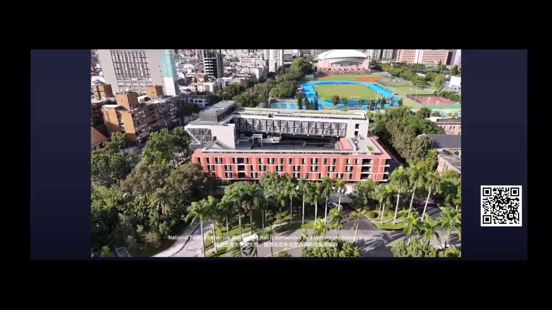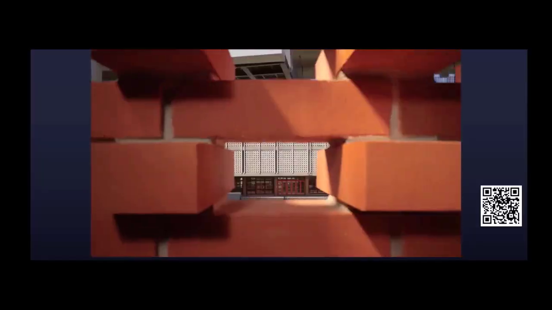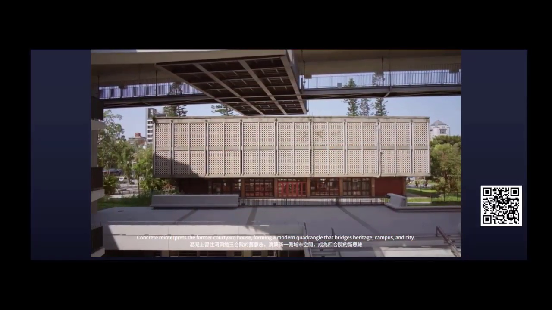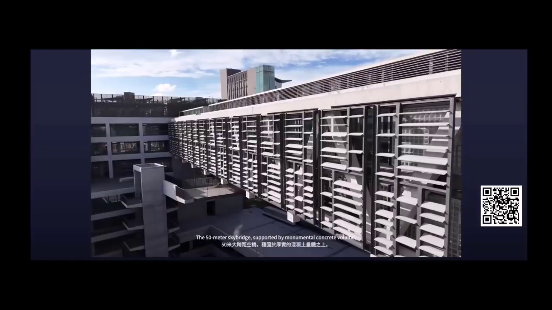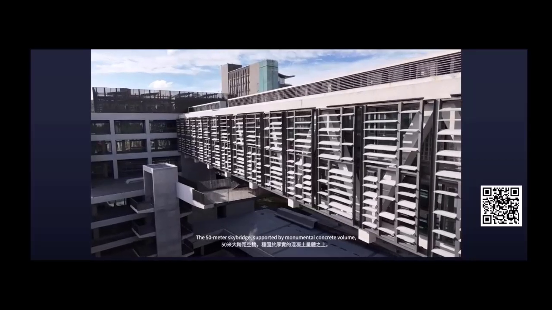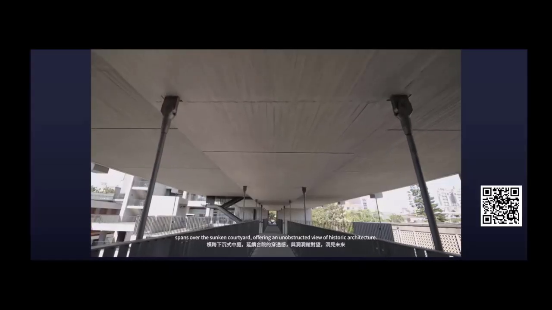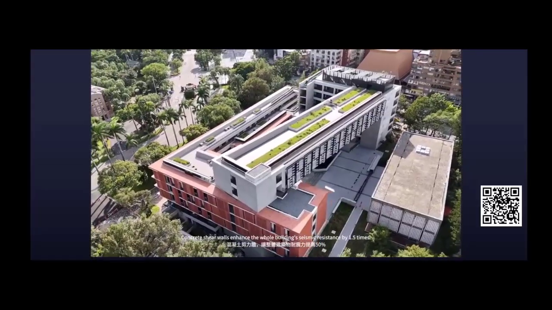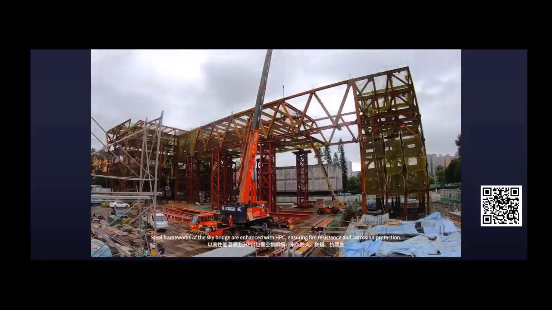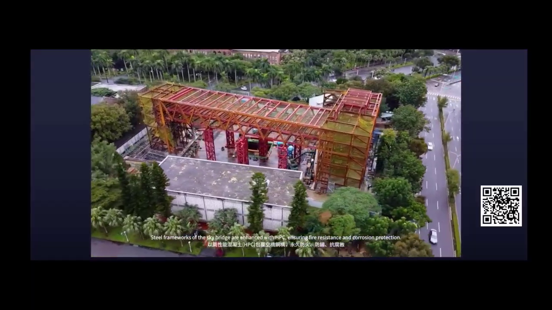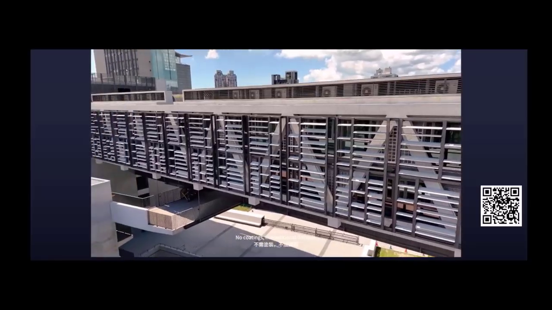National Taiwan University Humanities Hall is surrounded by a century-old historical campus. Concrete reinterprets the former courtyard house, forming a modern quadrangle that bridges heritage, campus, and city. The 50-meter sky bridge, supported by monumental concrete volume, spans over the sunken courtyard, offering an unobstructed view of historic architecture. Concrete shear walls double the structure's seismic resistance. Steel frameworks of the sky bridge are enhanced with HPC, ensuring fire resistance and corrosion protection. No coatings, no additional finishes.